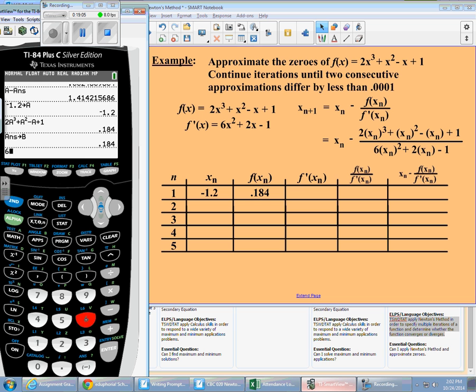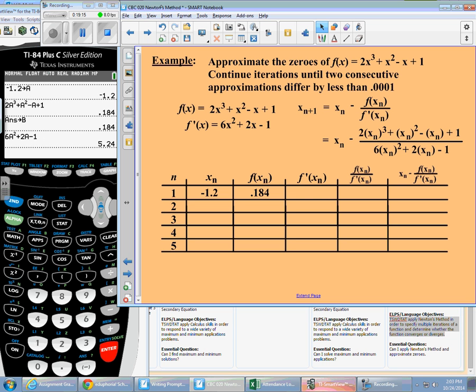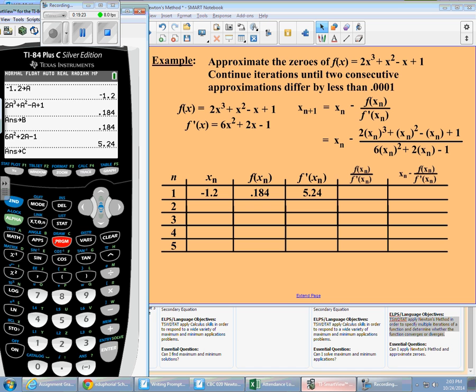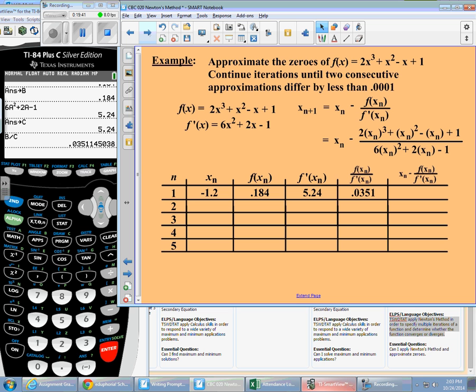Now the derivative, 6a squared plus 2a minus 1, gives 5.24, which is what I have in my chart. I'm going to need that value in a moment, so I'm going to store it as label C. Now in the fourth column, we need the function divided by its derivative. That is the B value I've stored divided by the C value I've stored, and that is 0.03511 and so on. There it is.